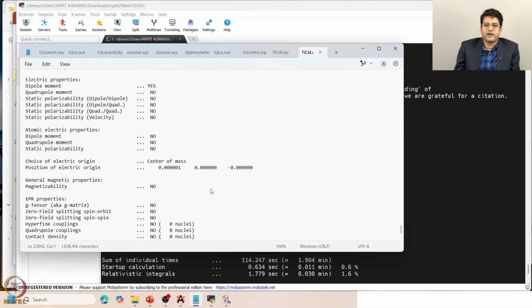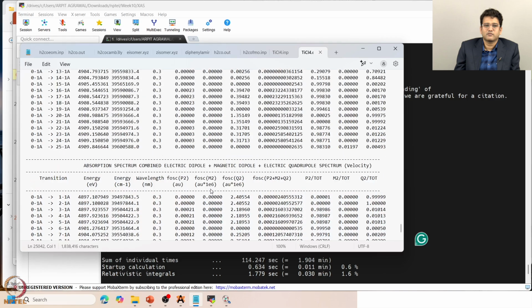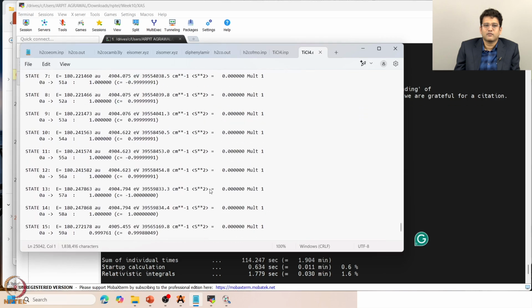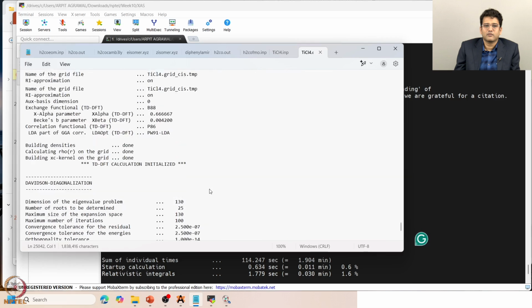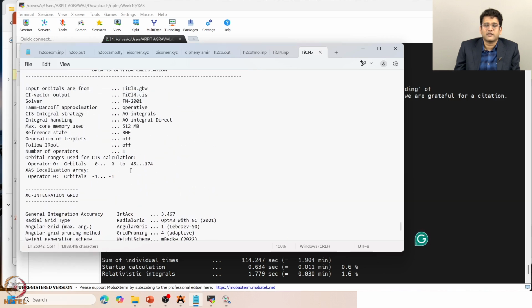The fact that I am using a range of -1 to 1. You can see my starting orbital was 45, my antibonding orbital, and the last orbital is 174. So, my starting orbital range was 0 to 0 and 45 to 174.